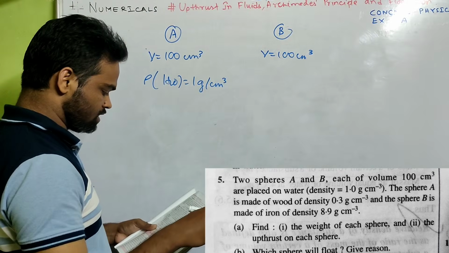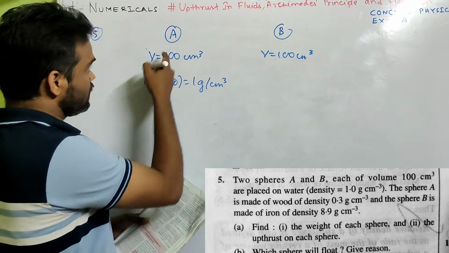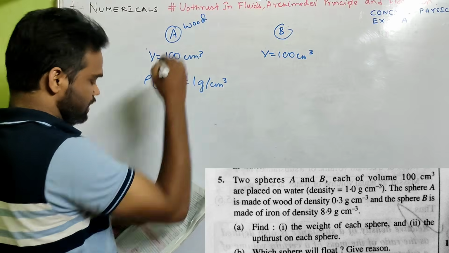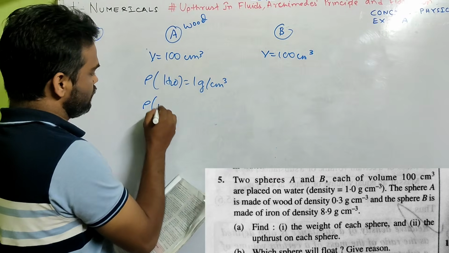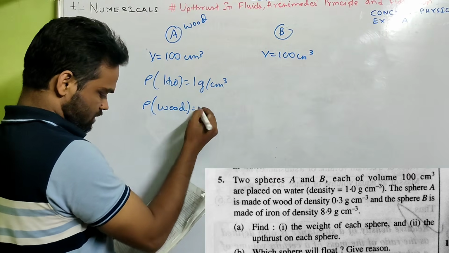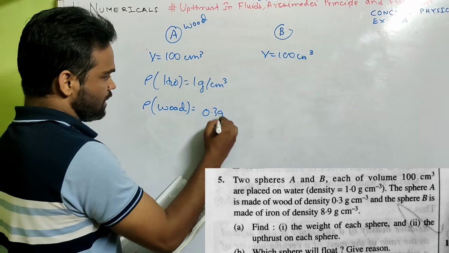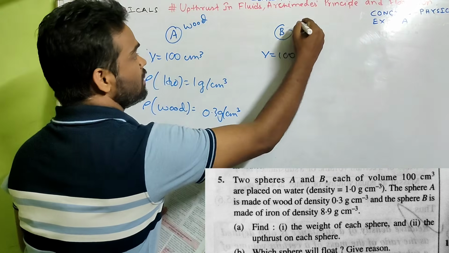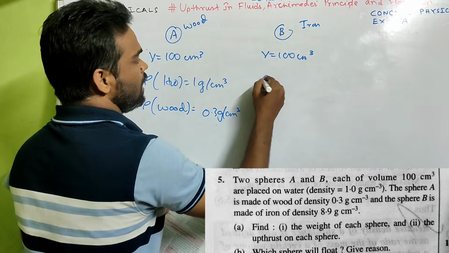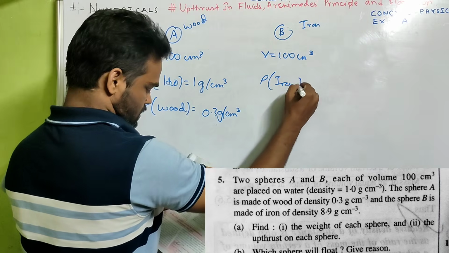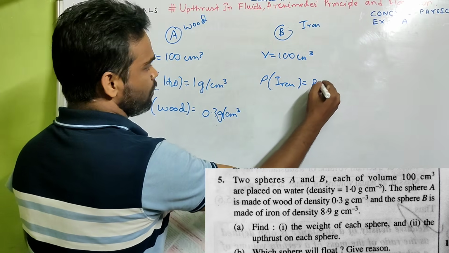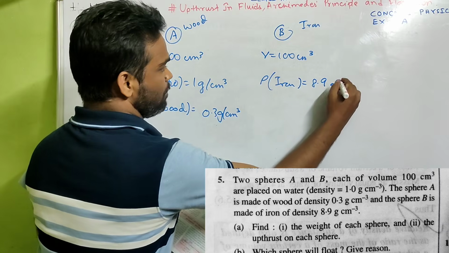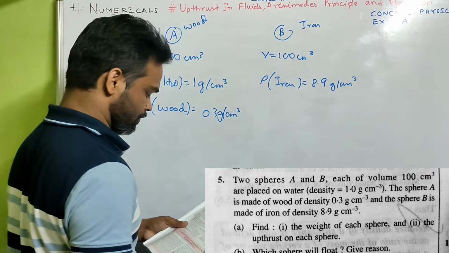The sphere A is made of wood, and the density of wood is given as 0.3 gram per centimeter cube. And the sphere B is made of iron, and the density of iron is given as 8.9 gram per centimeter cube.